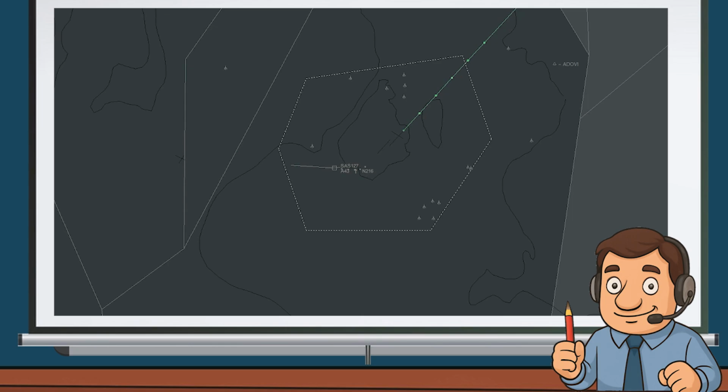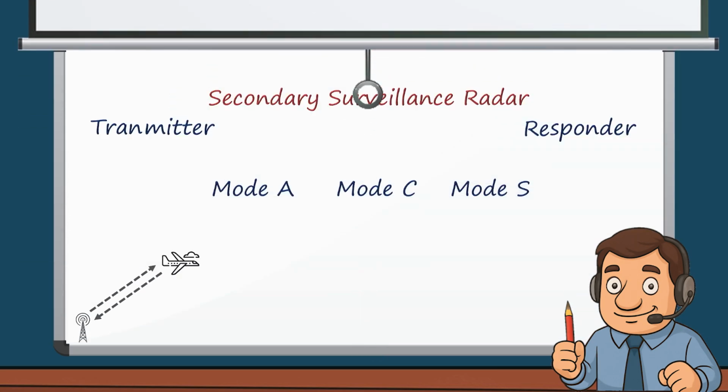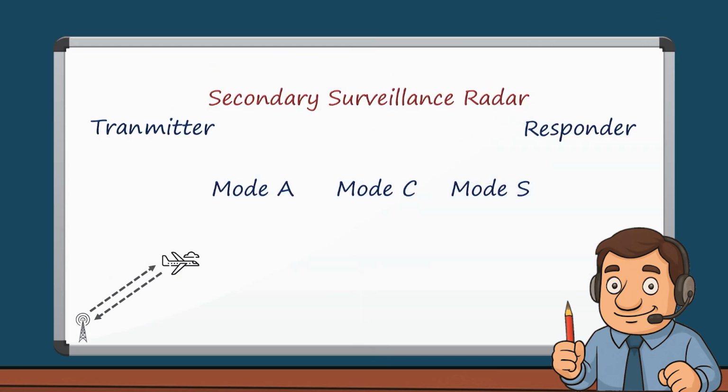If an airplane is equipped with a Mode Charlie transponder, it means that it will also broadcast the altitude, so we get that extra information. Note that a Mode Charlie transponder is mandatory in all controlled airspace, and that is what this means in the airspace class table. A plus C means a transponder with both Mode Alpha and Charlie indications is required, because in controlled airspace you need to be able to see the altitude. However, this is still a so-called unidentified target.